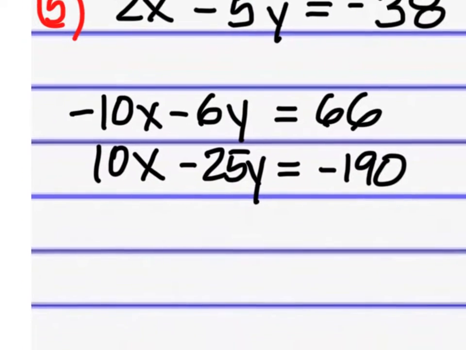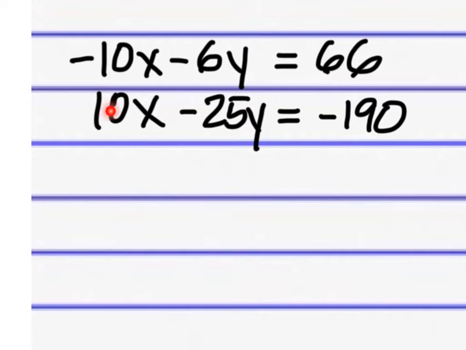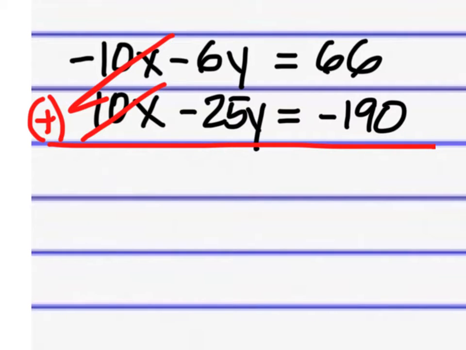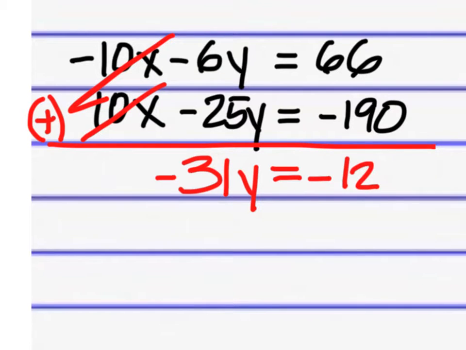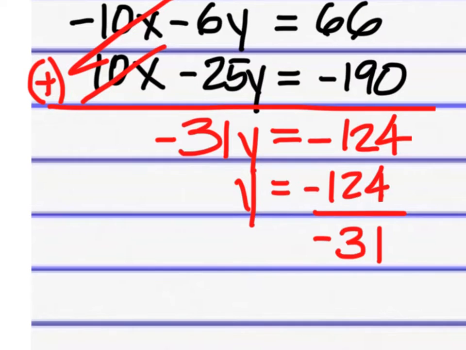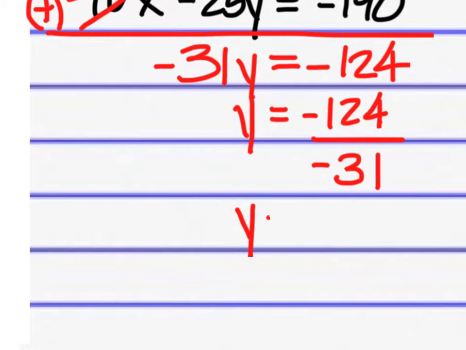So we have opposites here. Opposite signs means you're going to add. So these will cancel out to 0. And then negative 6 plus negative 25 is negative 31. Or positive 66 plus negative 190 is going to give me negative 124. Divide negative 124 by negative 31 and come up with a y value of 4.